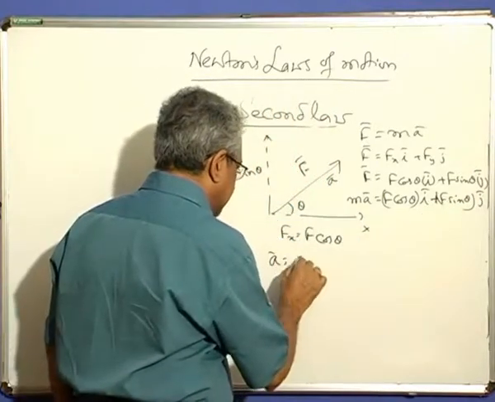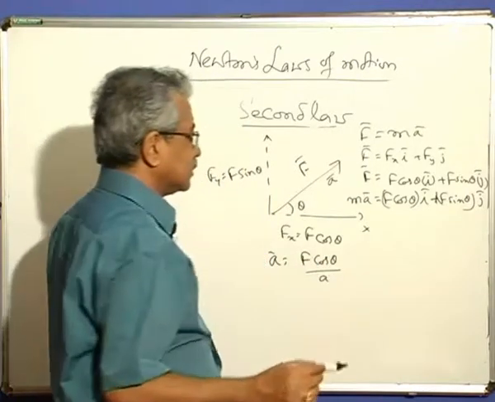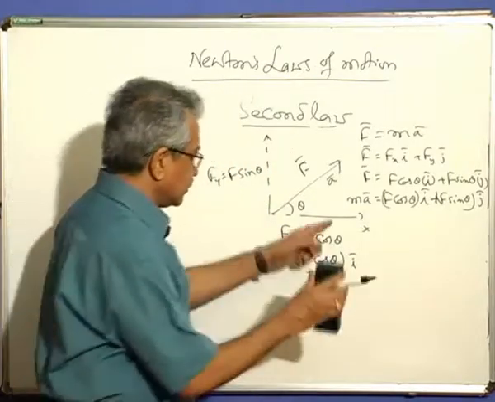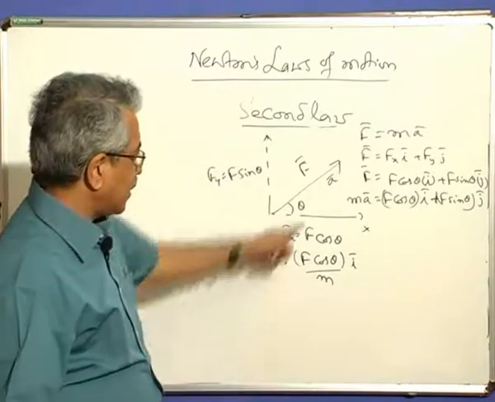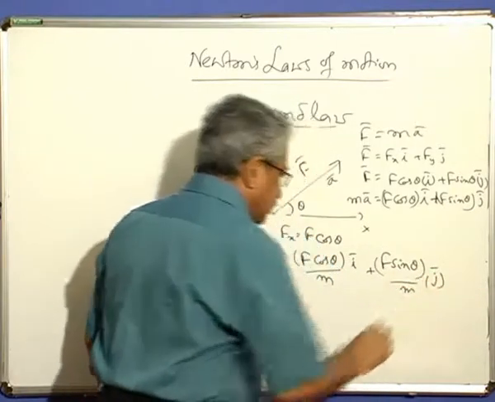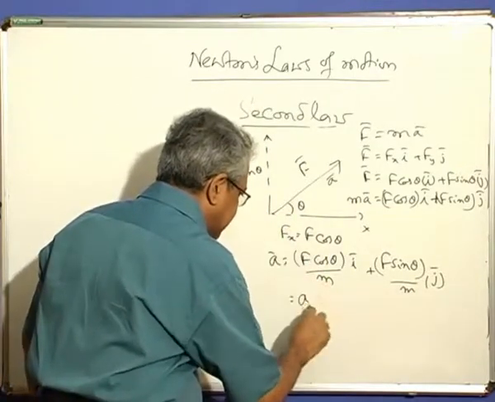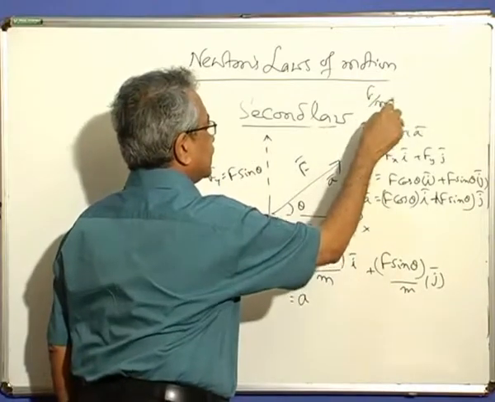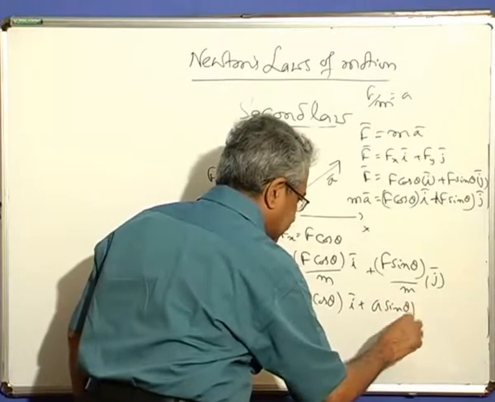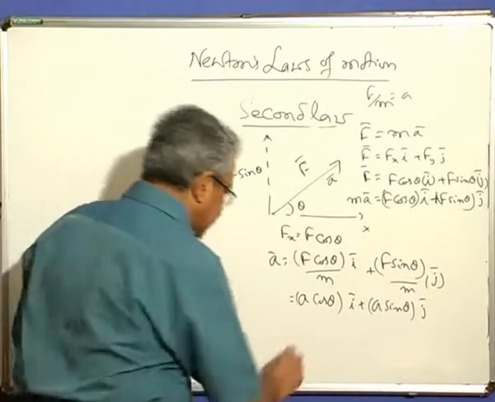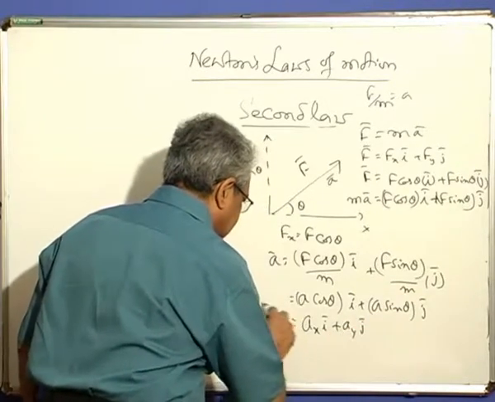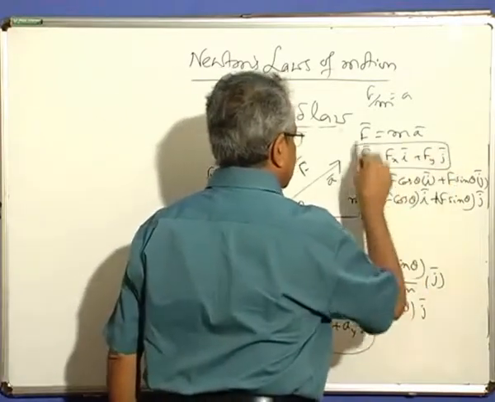That means a is equal to F cos theta by m, mass is here, F cos theta by m i, plus F sin theta by m into j. What is this giving you? F by m is a. We have given this. F by m is a. So a cos theta into i plus a sin theta into j. See now? This is the x component of the acceleration and this is the y component of the acceleration. So just like force, acceleration also follows from the same equation.